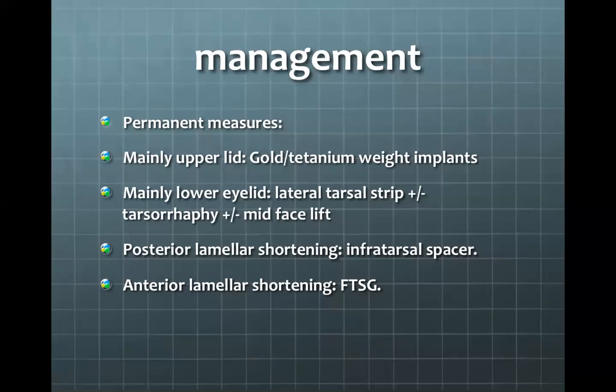Sometimes there will be posterior lamellar shortening because of the chronic ectropion and retraction. In this case, you should also do an infratarsal spacer. You can use either sclera or even hard palate graft. You should also check if there is anterior lamellar shortening. In this case, you need to do a full thickness skin graft.